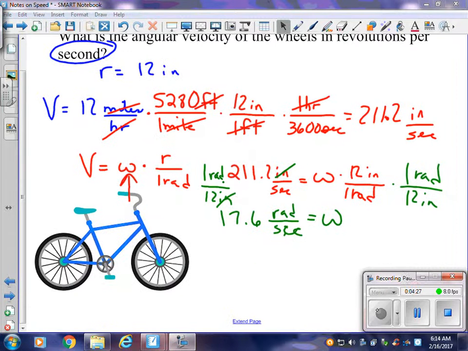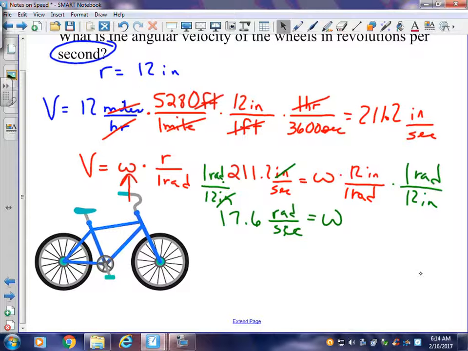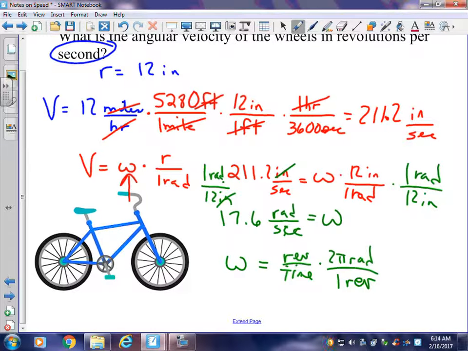Now let's look at revolutions. How do you get revolutions out of radians? Well, we go back to that formula that we were looking at before: omega is equal to revolutions over time times 2 pi radians over 1 revolution. Now what we don't know is the revolutions over time. That's what they're asking us to find, revolutions per second.